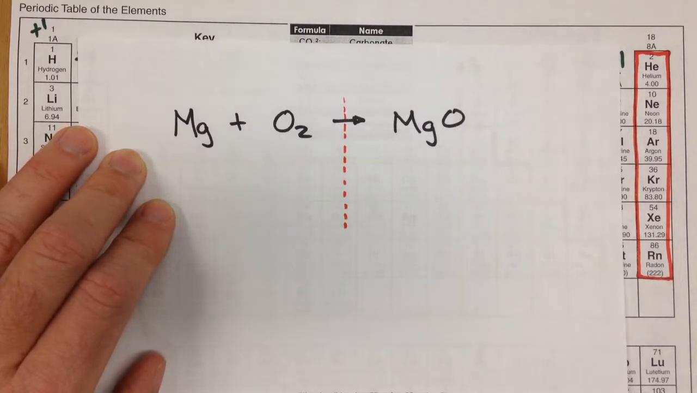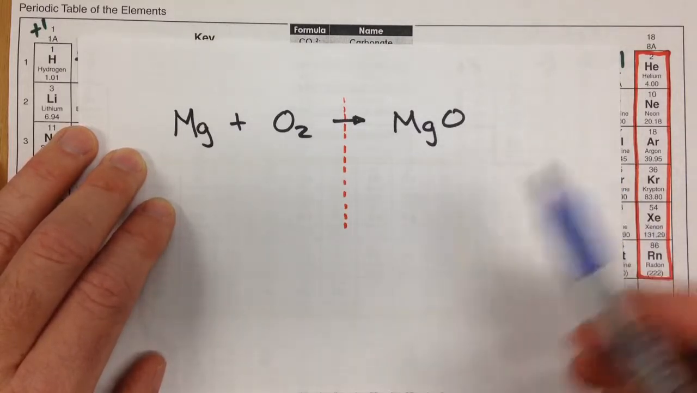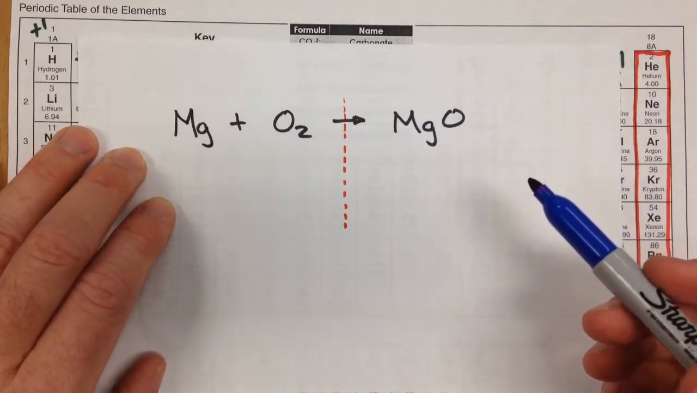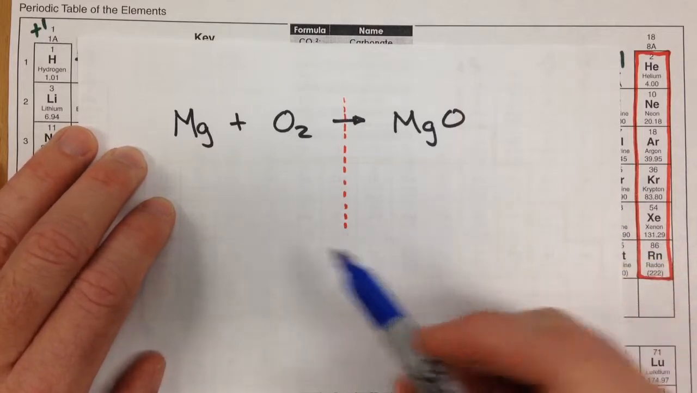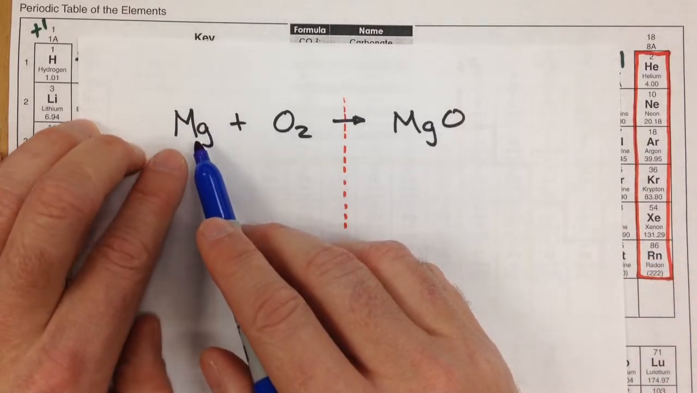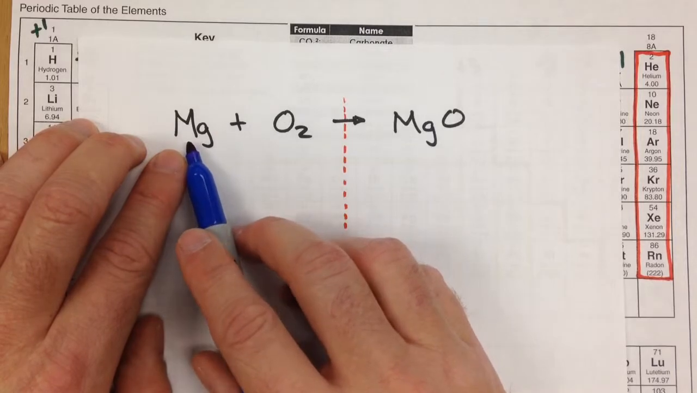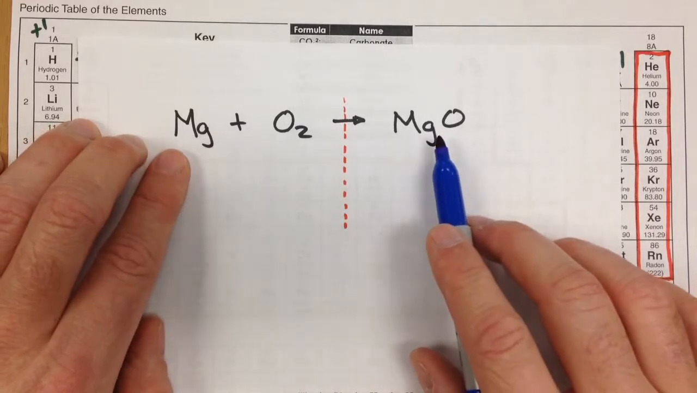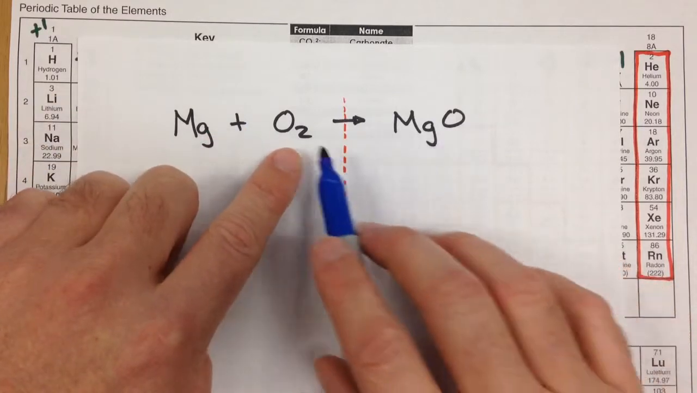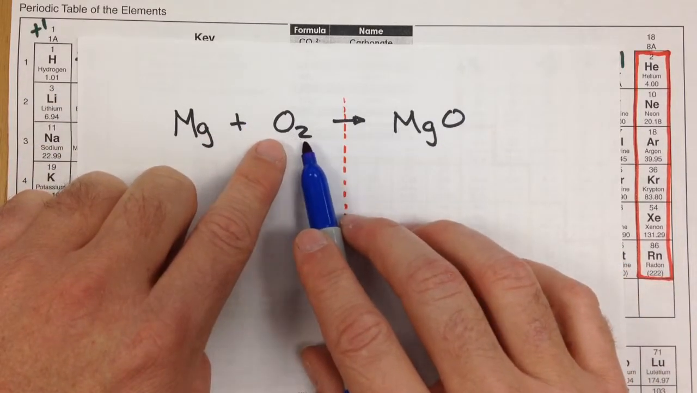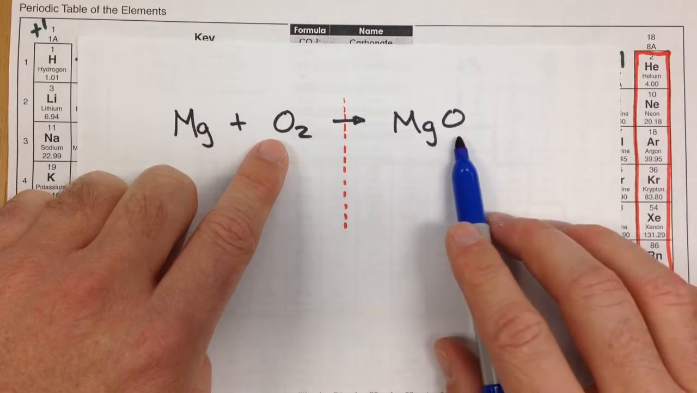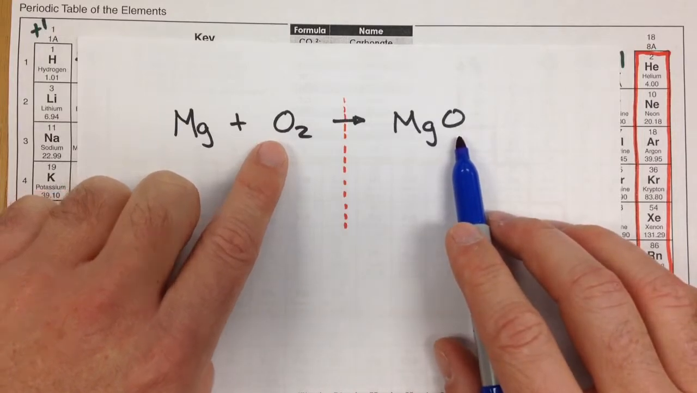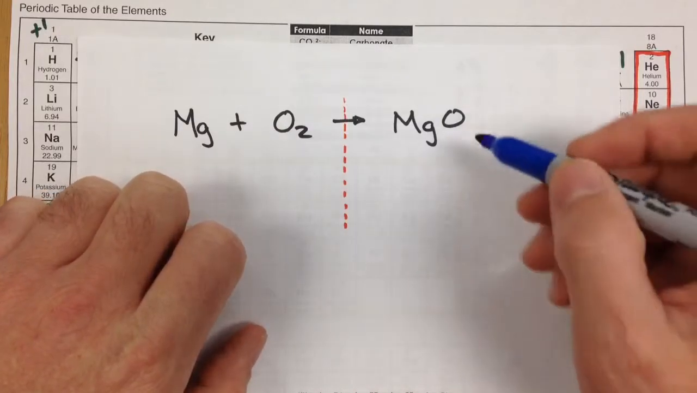The number one rule that I always have is always and only add to the side that has less, and start at the beginning. So let's start at the beginning. There's one magnesium on the left, one magnesium on the right. So magnesiums are currently balanced. Next, the element oxygen. There are two oxygens on the left, one oxygen on the right. So always and only add to the side that has less.